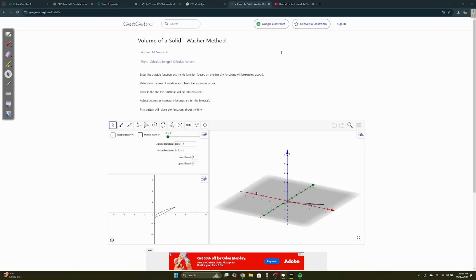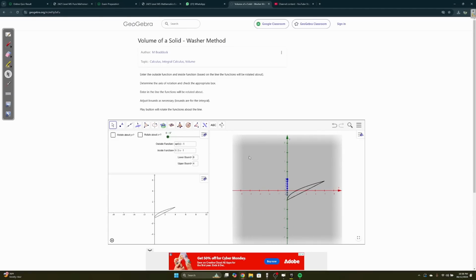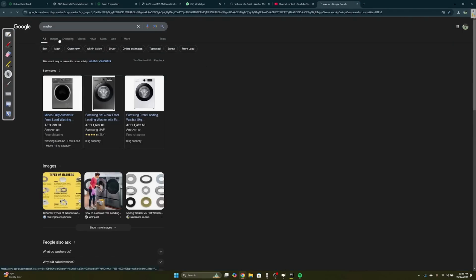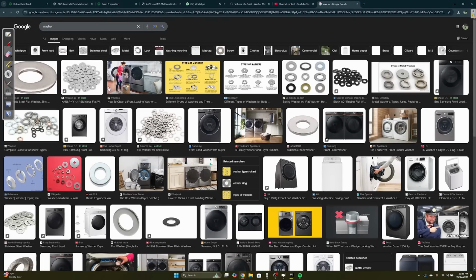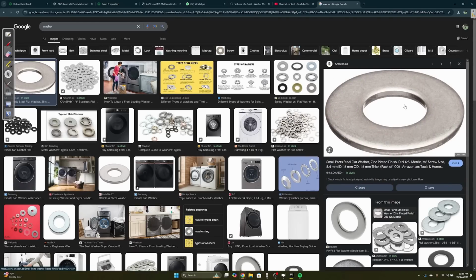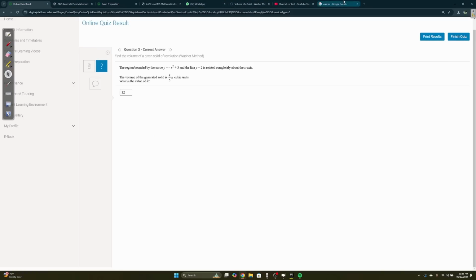So what's gonna happen is you're gonna get a solid, but that solid actually has a gap. It kind of looks like a washer. So let me show you. Not a washing machine. Something like this is a washer. I'm sure many people know what this is. Basically, a washer is a solid with this gap in the middle. Okay, so this is called the washer method for that reason.